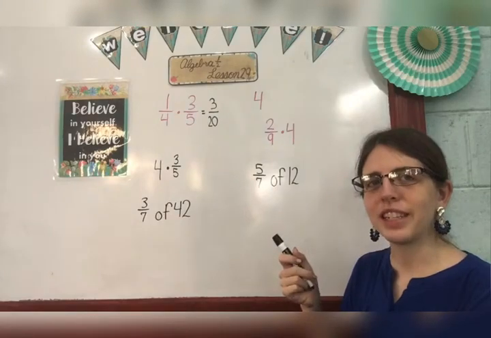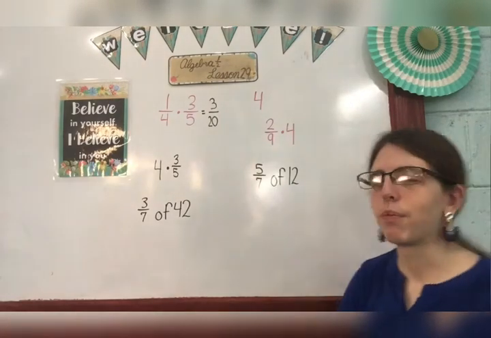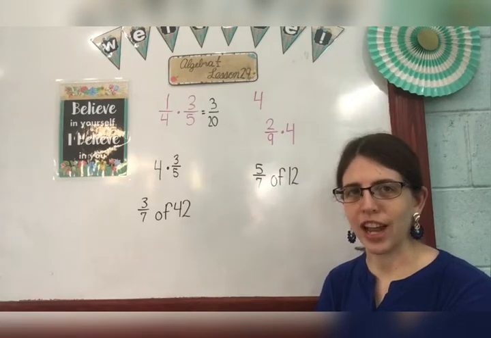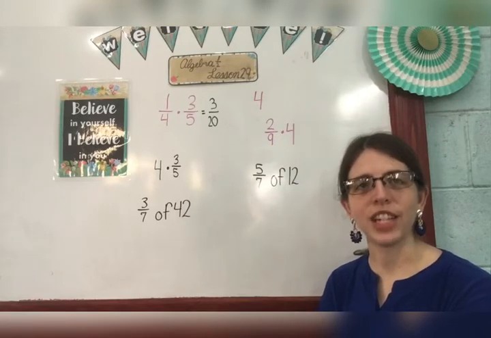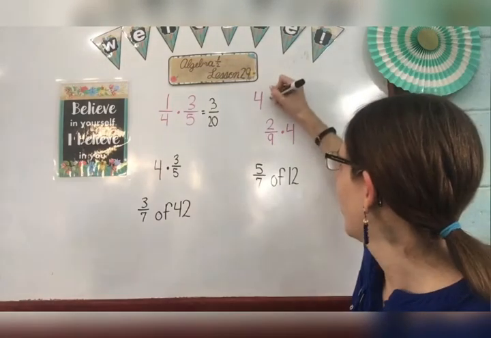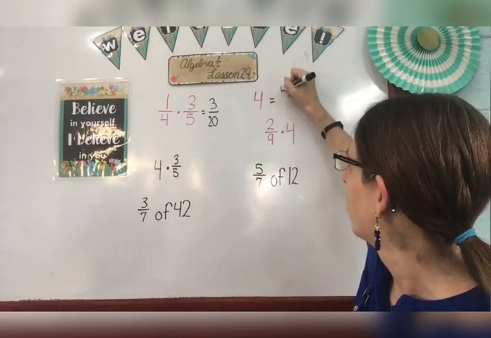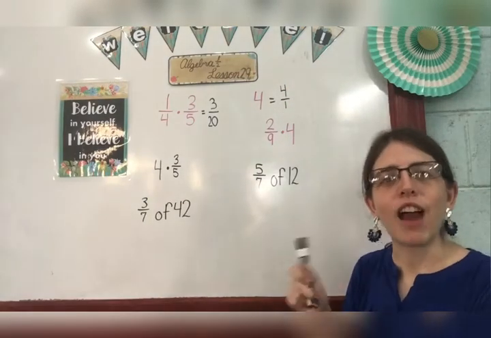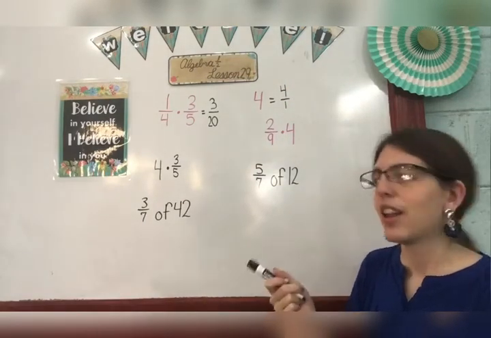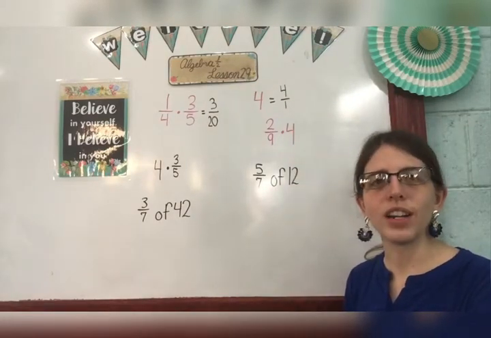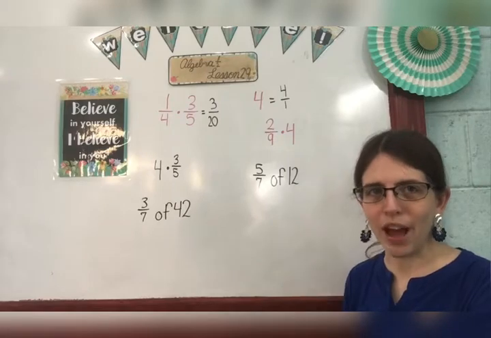Now before we continue, I want you to look at my number 4. Remember that any number can be written as a fraction. Any whole number can be changed into a fraction because 4 is the same as 4 over 1. Remember that the fraction bar just means division, and 4 divided by 1 is 4. So 4 is the same as 4 over 1.